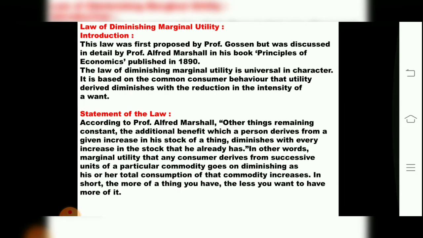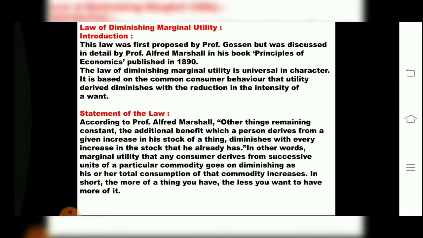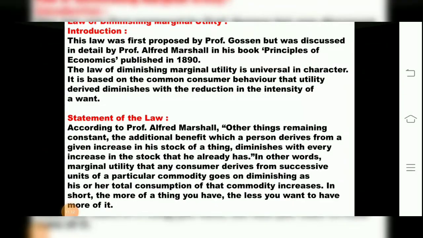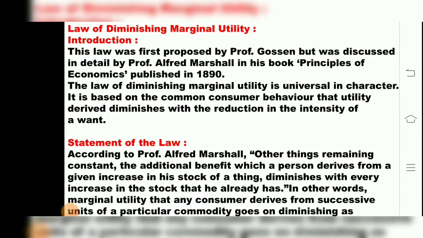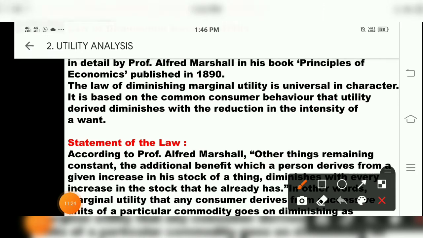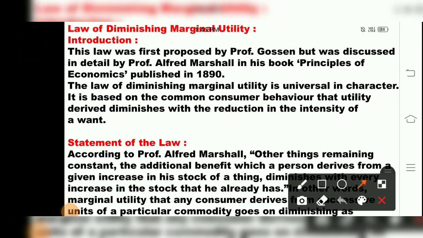Now see, the main important point of this chapter is the law of diminishing marginal utility, children. It is also called the law of DMU. Any law you write, as I told you, first will come the introduction, then definition, then table, diagram, explanation of that schedule, and then conclusion.